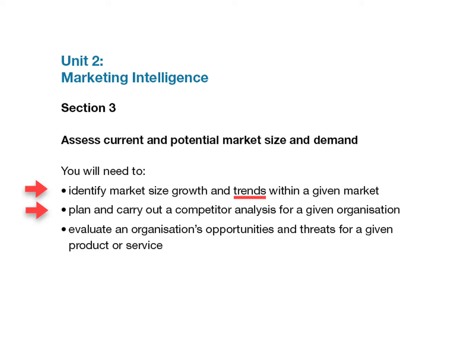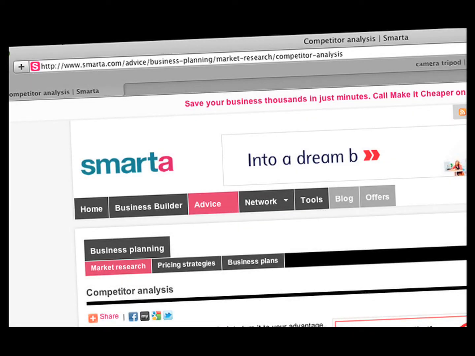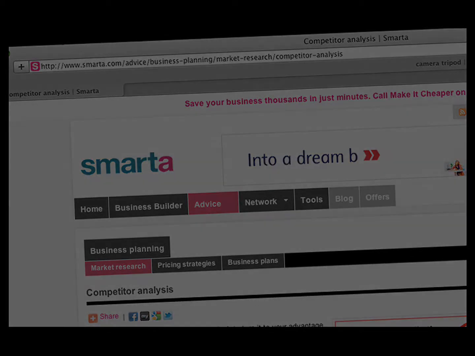Remember that the competitor analysis can cover much more than just market share or financial information. You should consider factors like competitors' geographical location, technological capability, and some of the more intangible factors like brand image, reputation, and customer perceptions. There is an interesting article on the Smarter website about this subject, which you can find at this web address, or you can go to www.smarter.com and type competitor analysis into the search box.